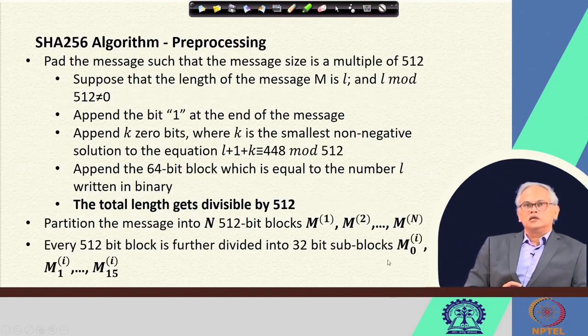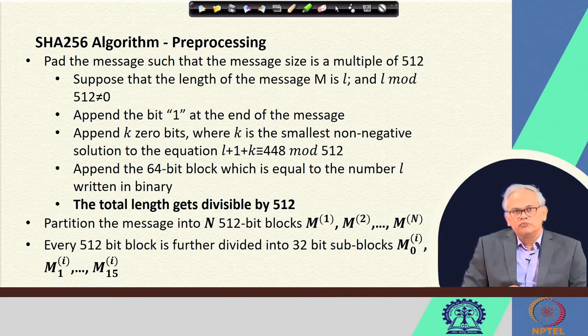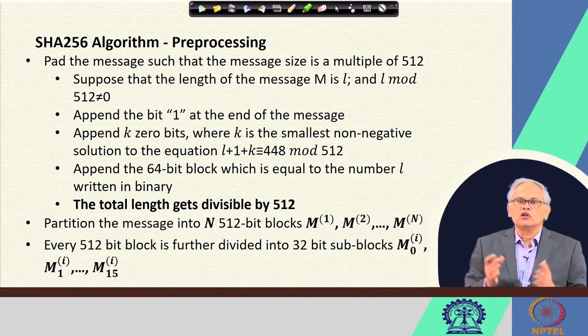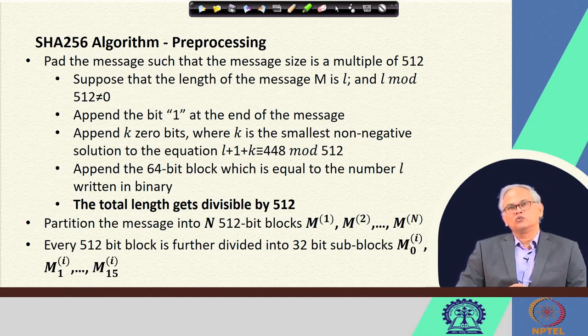Let us see a little bit of the steps in creating hashes using SHA-256 for any input message. There is a bit of pre-processing that needs to be done, because the overall input message could be of any arbitrary size. But for actually applying the SHA-256 algorithm, we have to make the input message size a multiple of 512.